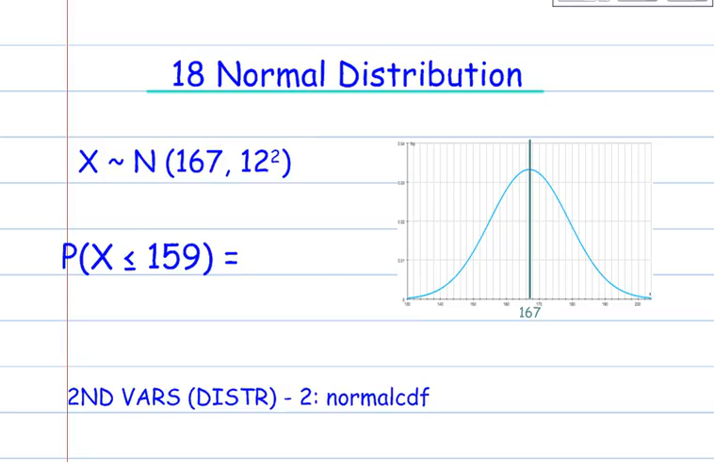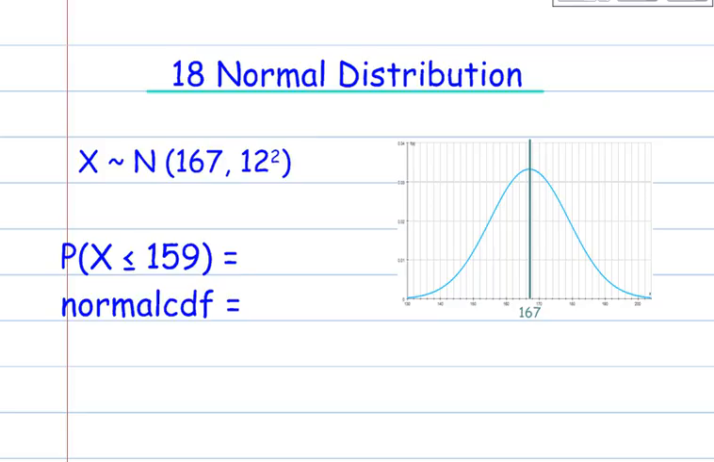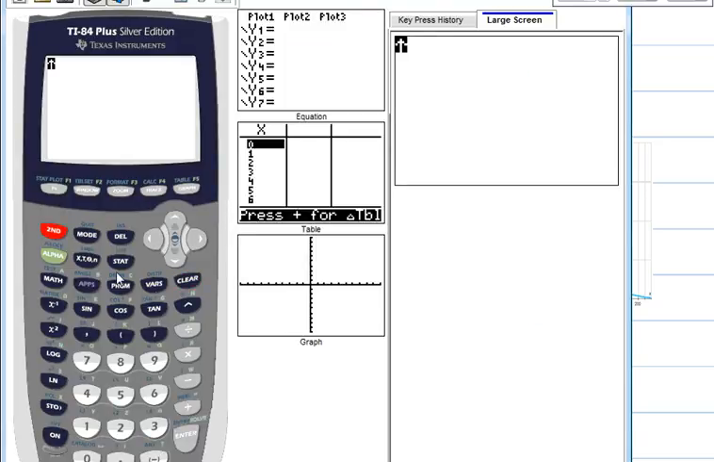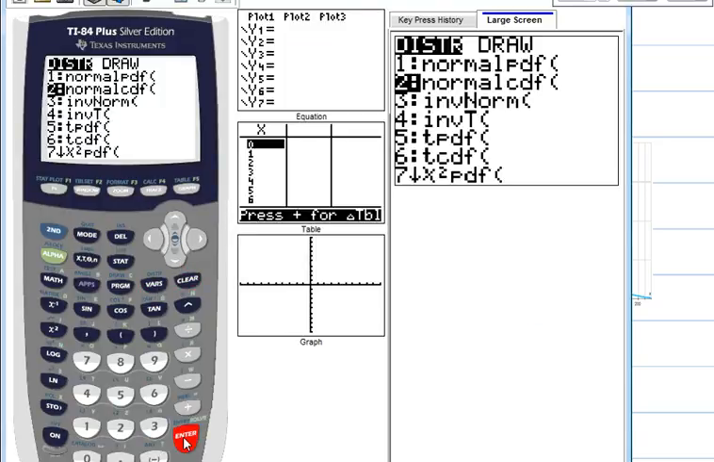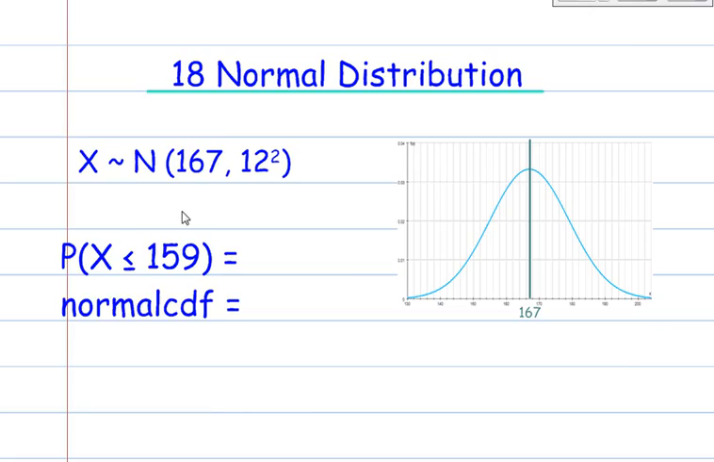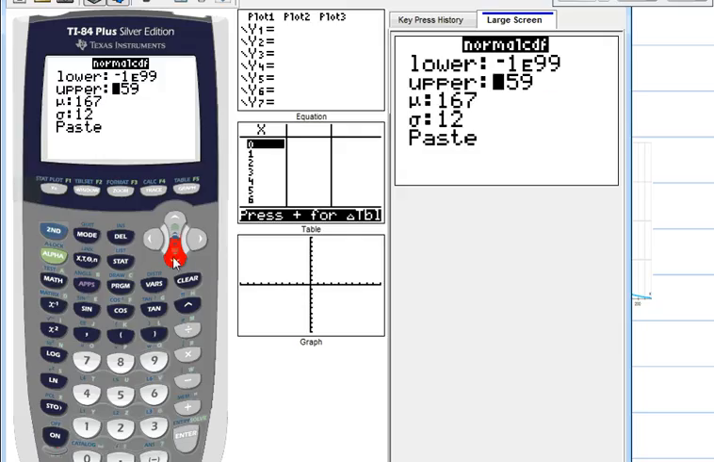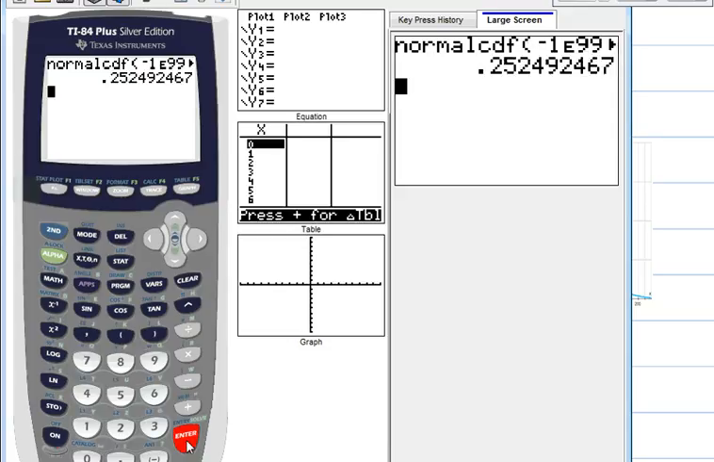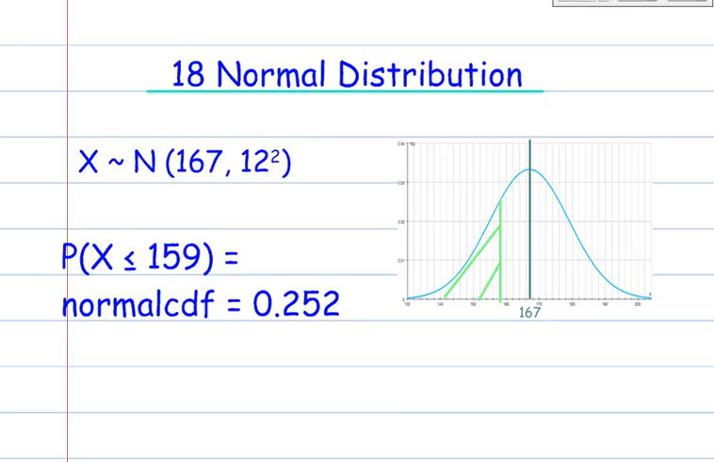So I'm going to use my calculator. It's second vars, as in the distribution function, and it will be number 2, normal CDF. I've obviously already started this one, so for my lower limit, you just leave it. Then I have 159 as my upper limit, because that's what I'm trying to find out is less than or equal to. My mean was 167, and my standard deviation is 12. So this gives me 0.252, three significant figures.